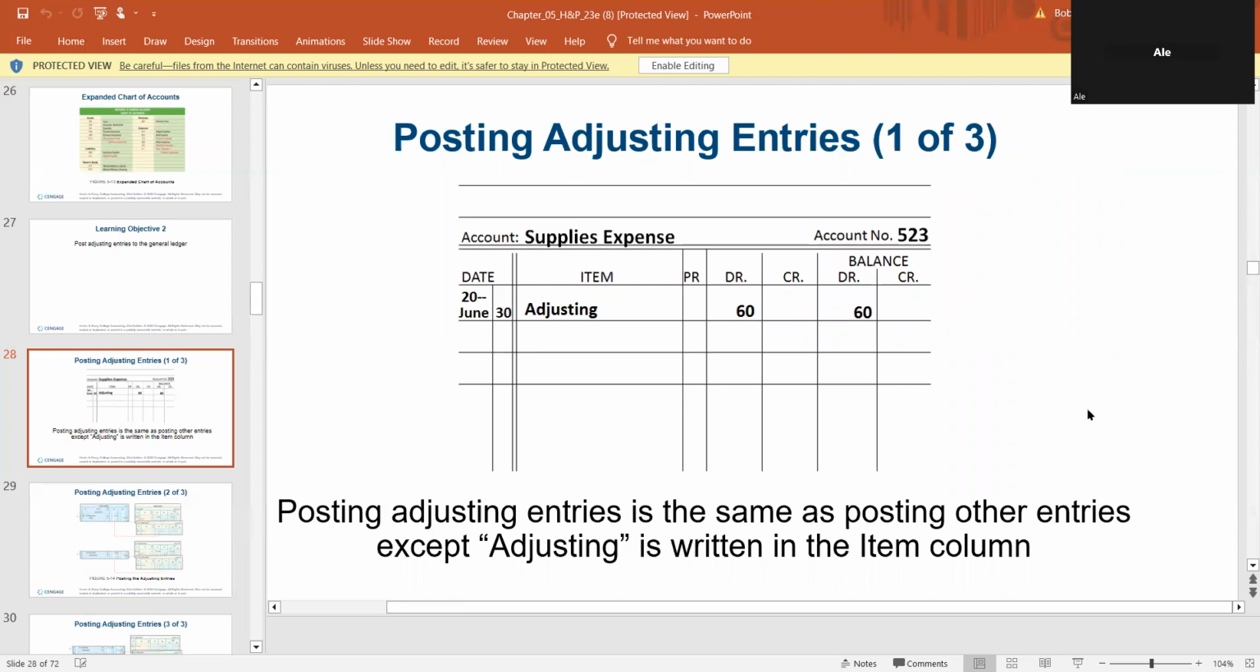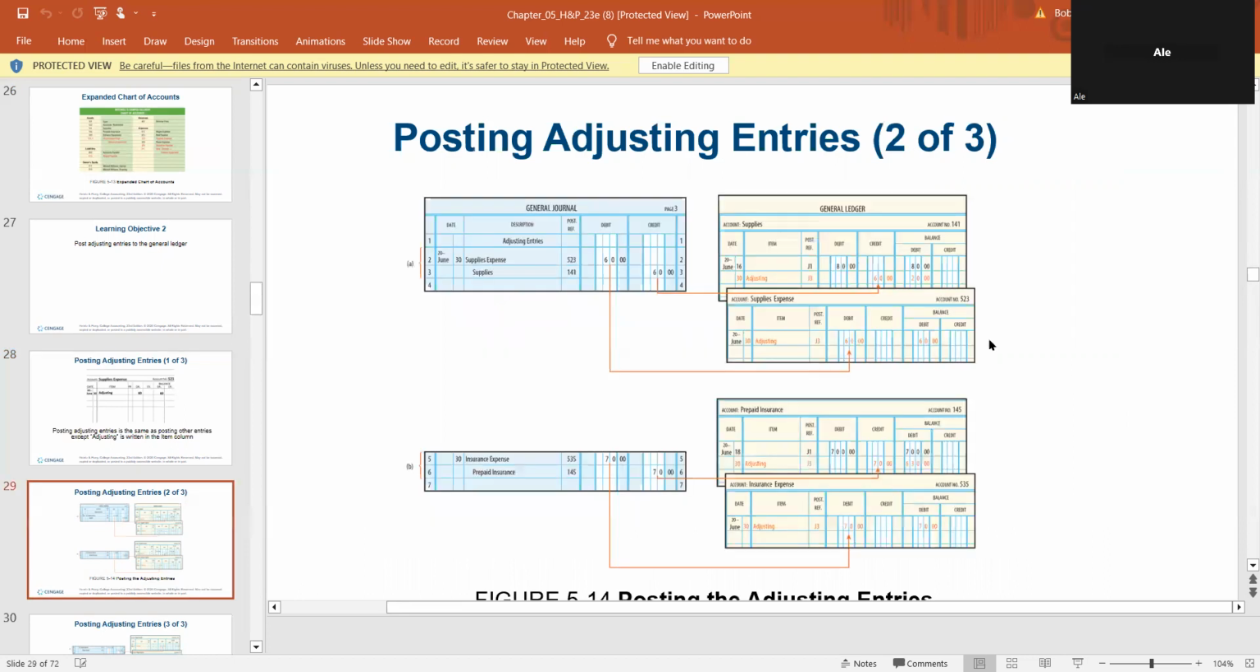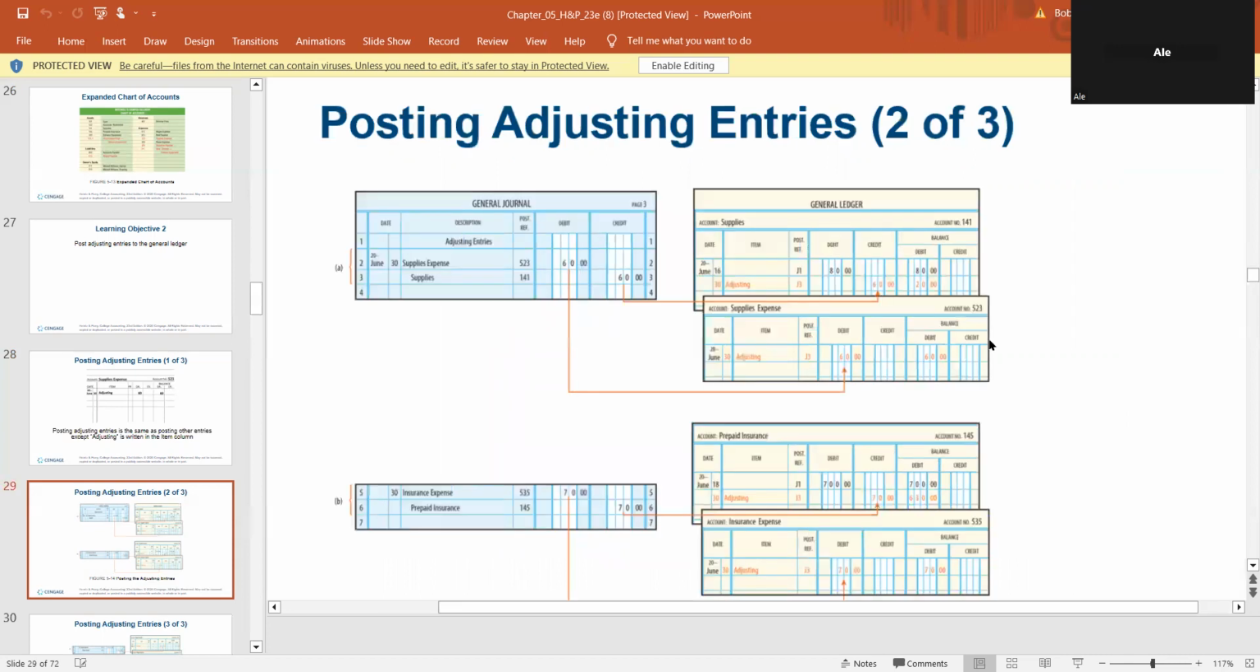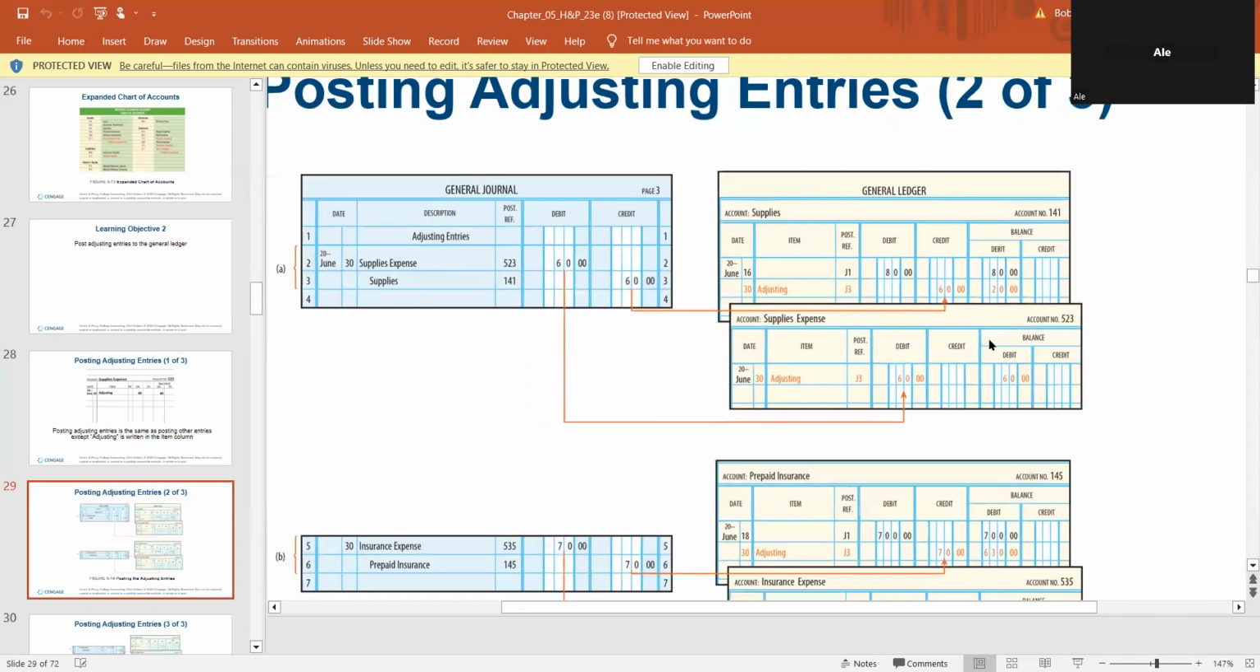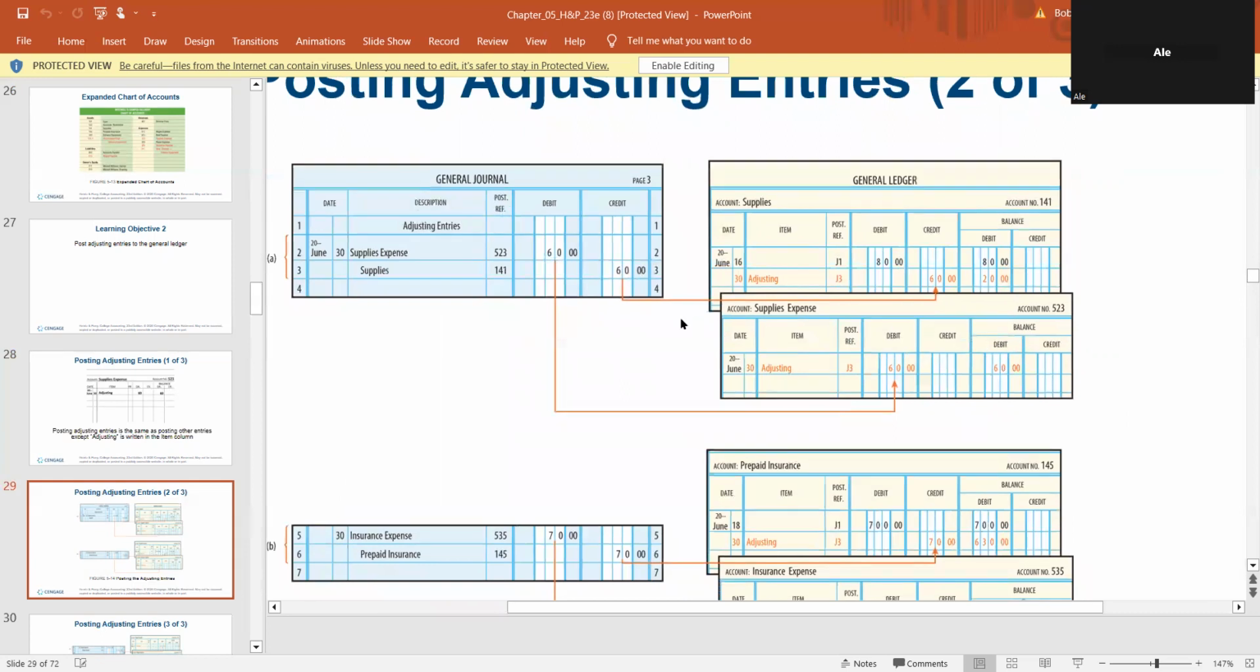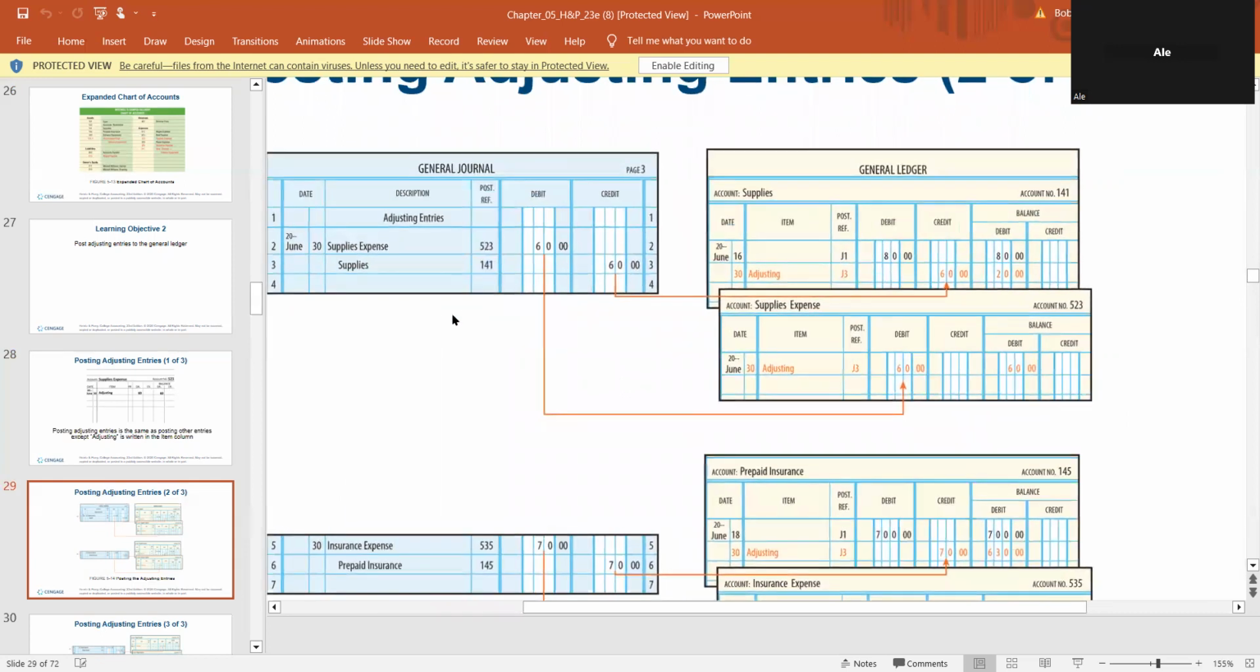We're debiting supplies expense, and there's the posting of it right there. We posted a ledger, and now the balance is $60. It was 0 before. And they're just showing you the various postings, and I think we know this already. Here they're just showing you 2 journal entries. You debit supplies expense. Supplies expense comes over as a debit, and a credit comes over to the asset, prepaid supplies. Ditto with the insurance.